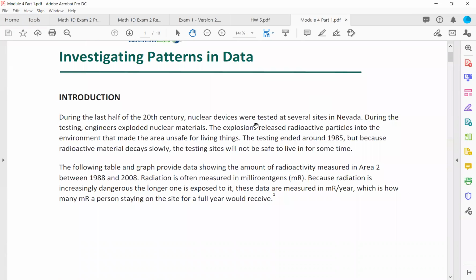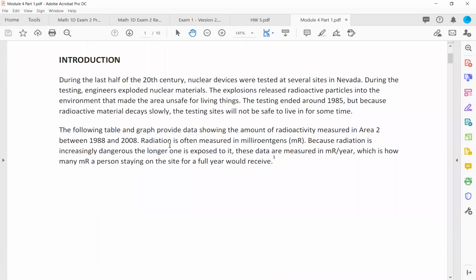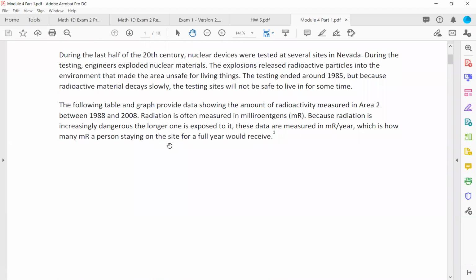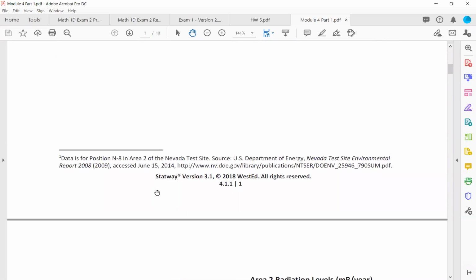Investigating patterns in our data. Introduction. During the last half of the 20th century, nuclear devices were tested at several sites in Nevada. During the testing, engineers exploded nuclear materials. The explosions released radioactive particles into the environment that made the area unsafe for living things. Very well. So the following data and graph provide data showing the amount of radioactivity measured in Area 2 between 1988 and 2000. Take a look at your data.